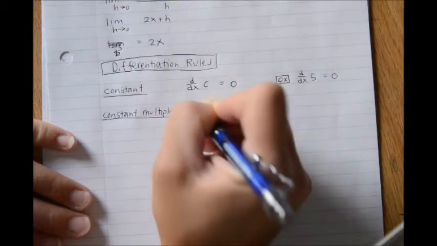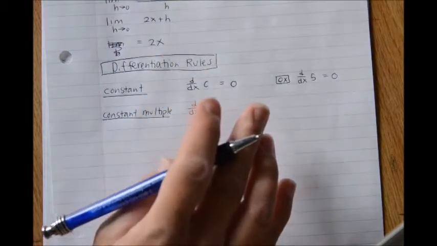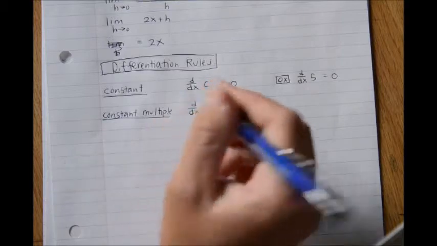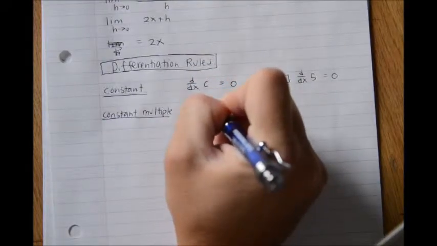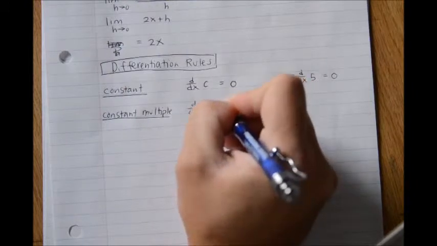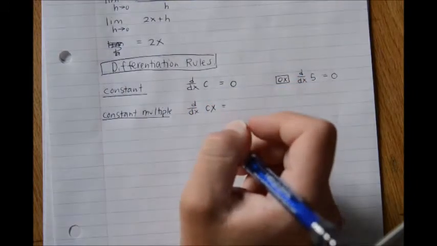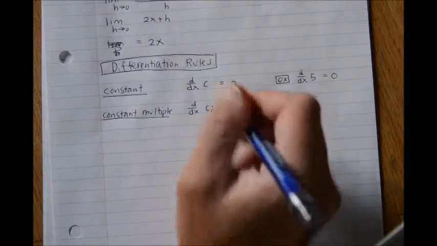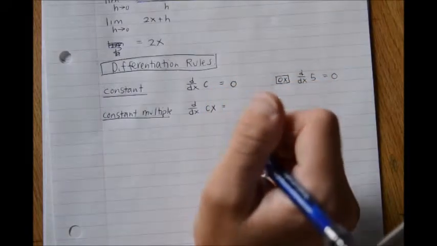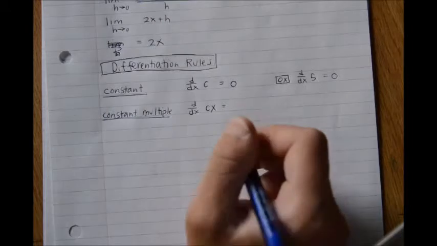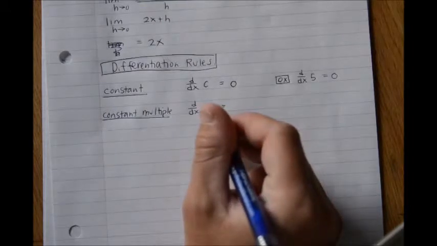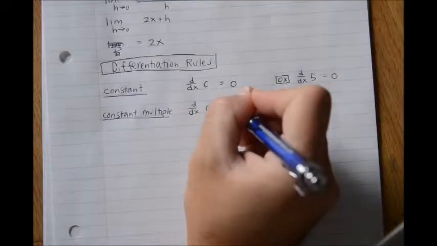Okay, and a constant multiple is saying, if I take the derivative of c, a constant next to x there, then it'll just, see, they do c of u. So pretty much if we have that, the derivative is just going to be the constant.